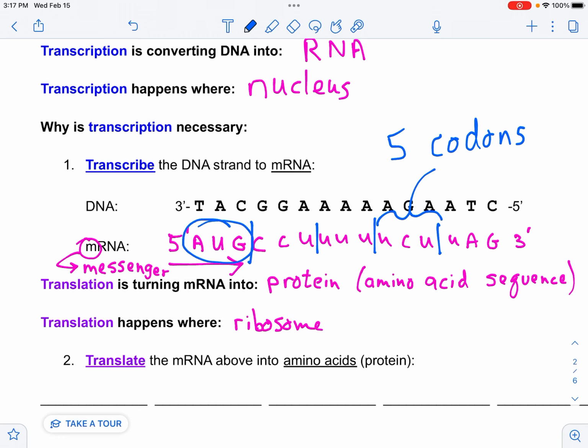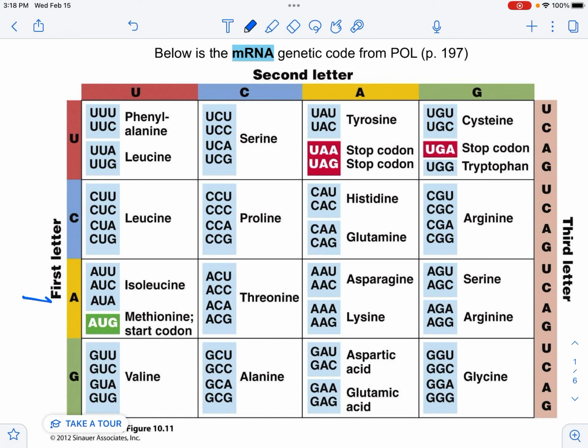So on the left here of this grid, this is also on page 197. This is the first letter, okay? So I'm going to use this column right here. And then on the top, it says second letter, so AU, and that means that I'm going to be in this region. And AUG is right here. Oh, look at that, it's the start codon, right? Which makes sense because I'm starting the amino acid. So the start codon AUG, and this is an mRNA code, right?